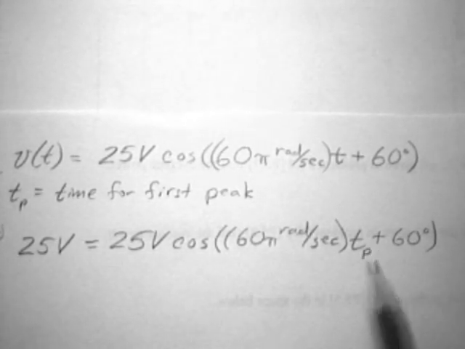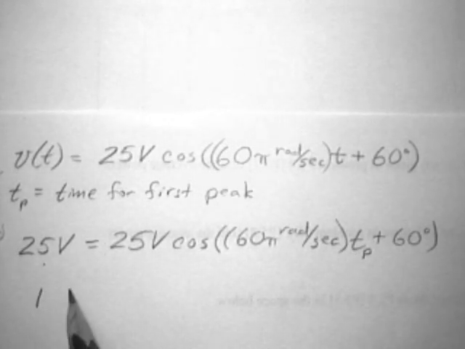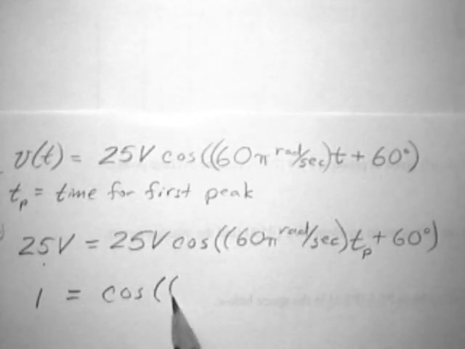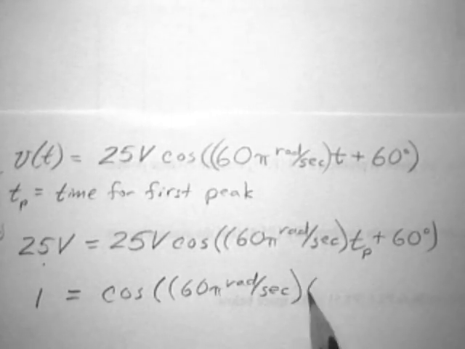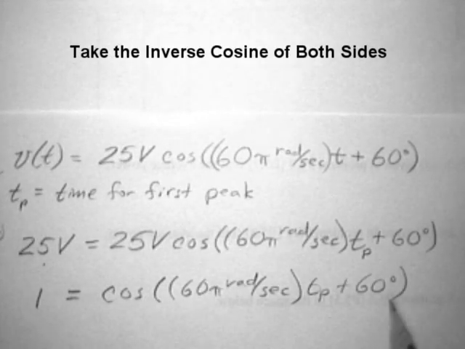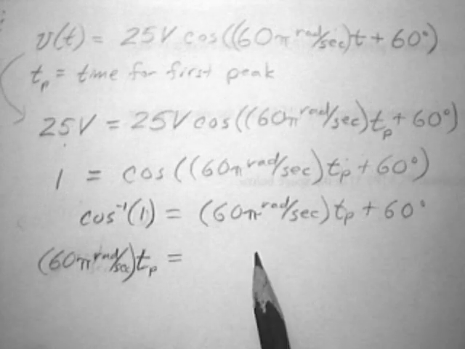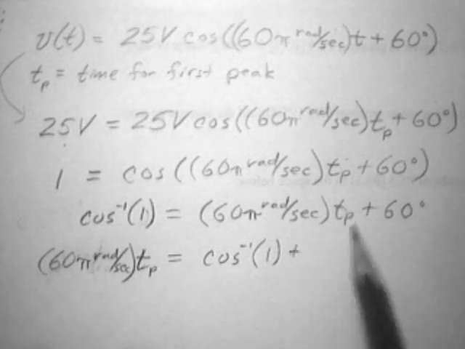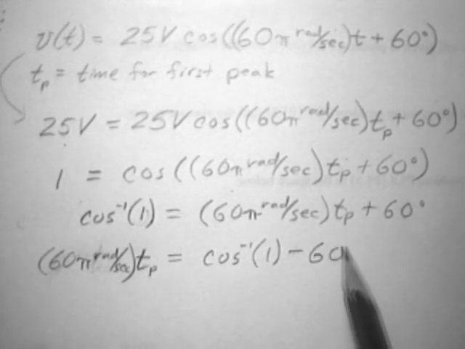And I need to put a T sub P there because this is the time for the first peak. When you do this, you get a value of 1 on this side, and you get the cosine of 60 degrees. Alright, we're solving for T sub P, and we're going to get that it's equal to the inverse cosine of 1 minus 60 degrees.